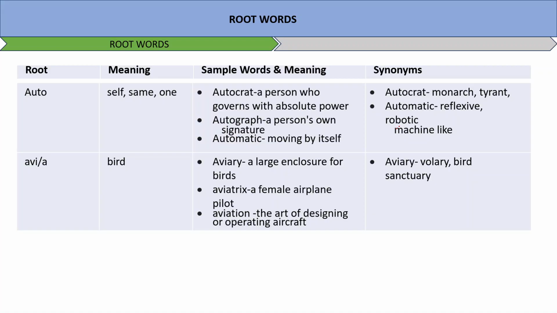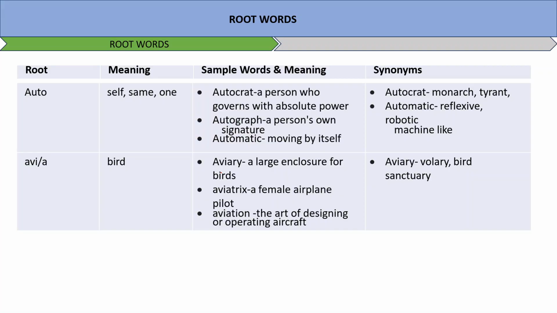Av or ava means basically bird, aviary, a large enclosure for birds, aviatrix, a female airplane pilot, right? A female airplane pilot is known as aviatrix, aviation. The art of designing or operating aircraft is aviation. Aviary, volary, bird sanctuary are some of the other synonym words which are used with aviary word, right?